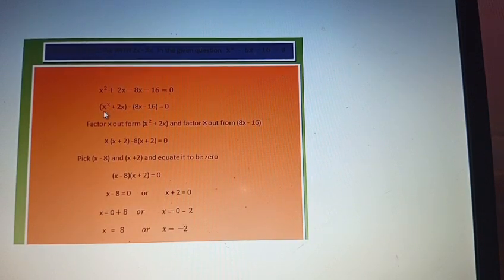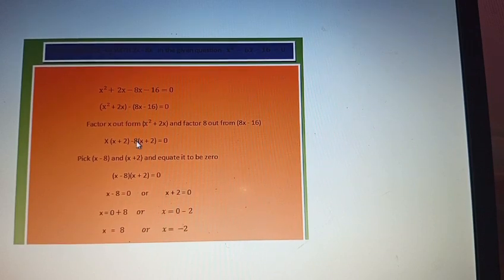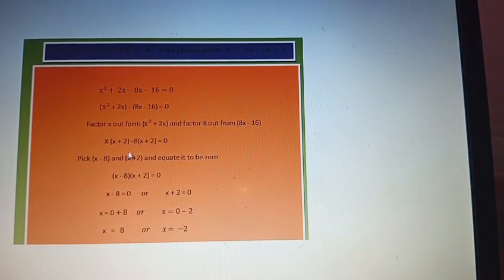Check, what do they have in common? Both of them have s. We factor s out from s squared plus 2s here. Then the highest number that can divide 8 and 16 is 8. So we factor 8 out from minus 8s minus 16. So at this point, we now have s(s plus 2). Then we look at the 8 that we have factored out. How do we get this plus 2? We say minus 16 divided by minus 8. Minus will cancel minus, and 16 divided by 8 is 2.